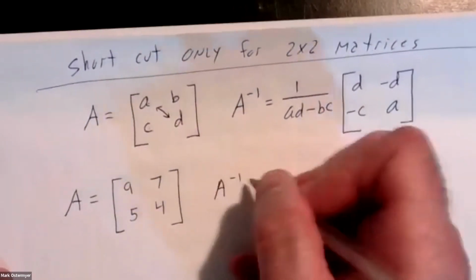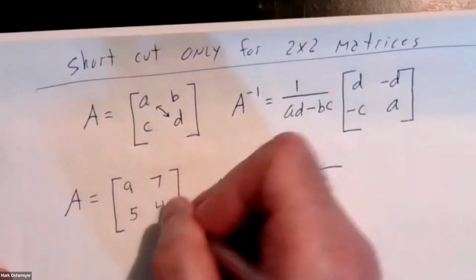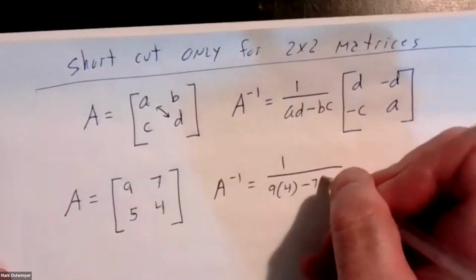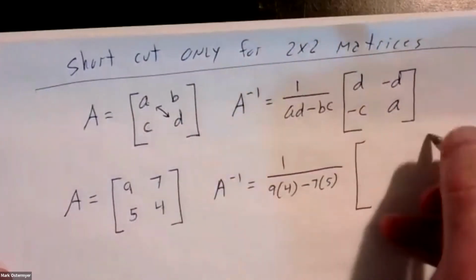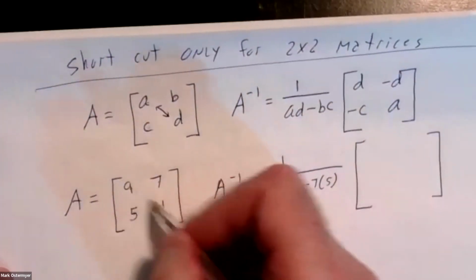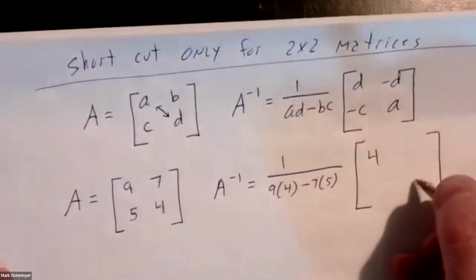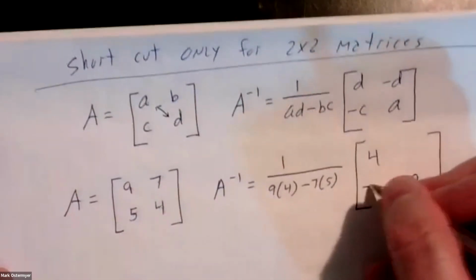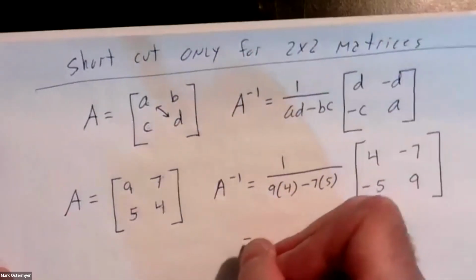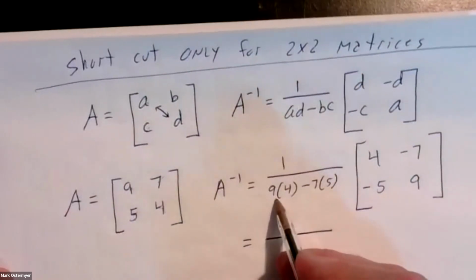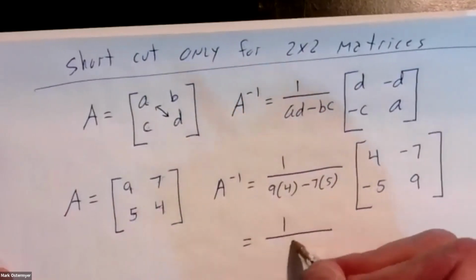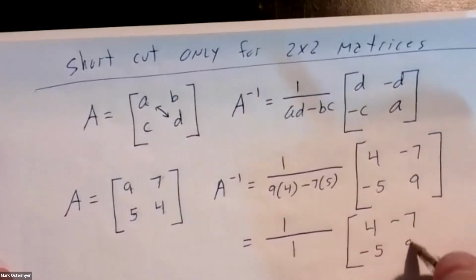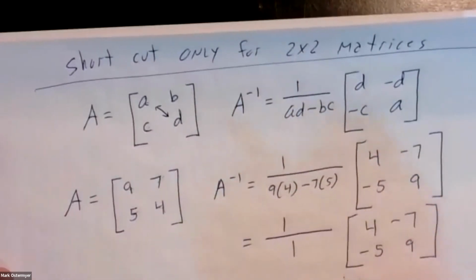So here we go. The inverse of matrix A is 1 over 9 times 4 minus 7 times 5. Careful with your signs. Times this matrix where these entries get switched. These entries take on the opposite sign. Therefore, this is going to be 1 over, this is 36 minus 35, which is 1. Ladies and gentlemen, you are looking at your inverse matrix. This is your inverse matrix.